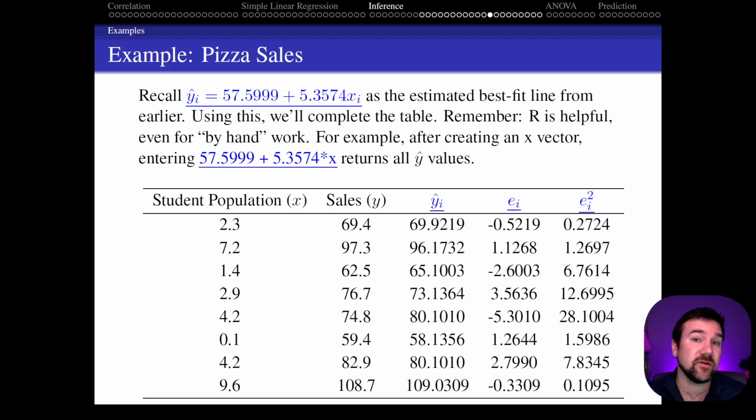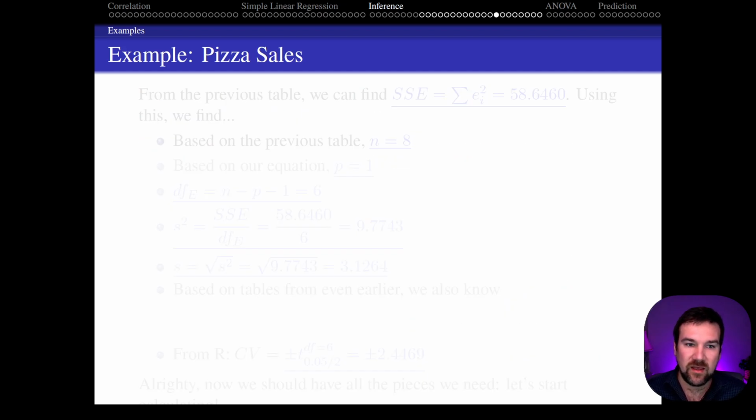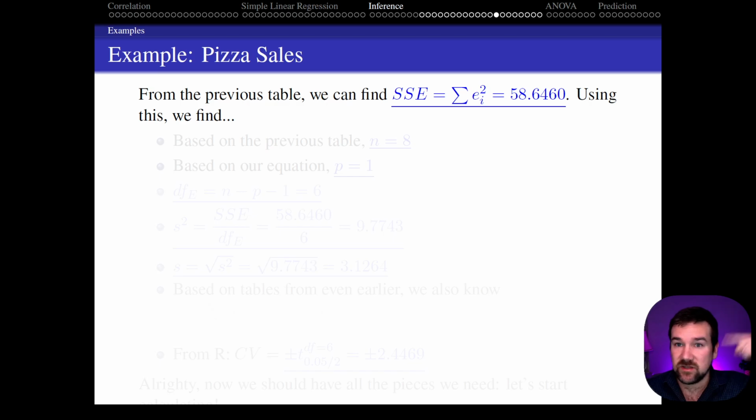Again, software is going to be your friend. Do it by hand once to get a feel for it, and then software is just going to be so helpful. All right, so double check your work here. I got my y hats, my e. Remember, e is y minus y hat for each of the values, and then my e squared. So that's all those e values raised to the second power. My sum of squares error is summing up all those e squareds.